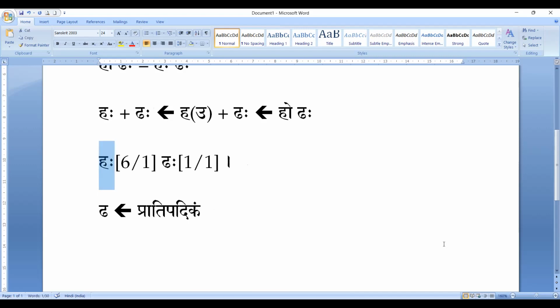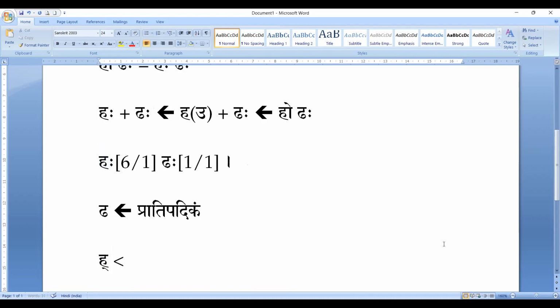Aha is shashti vibhakti ekavachanam. If it is ha, the shashti vibhakti ekavachanam would be like Rama Shabda, Ramasya, it should be hasya. If ha is a pratipadikam, Hakara, only akara, very good. It is a hakara.